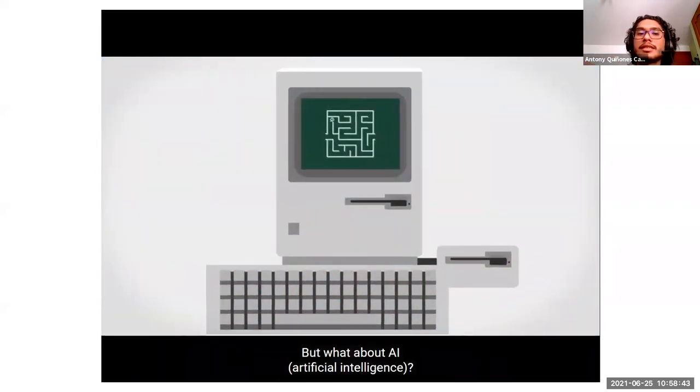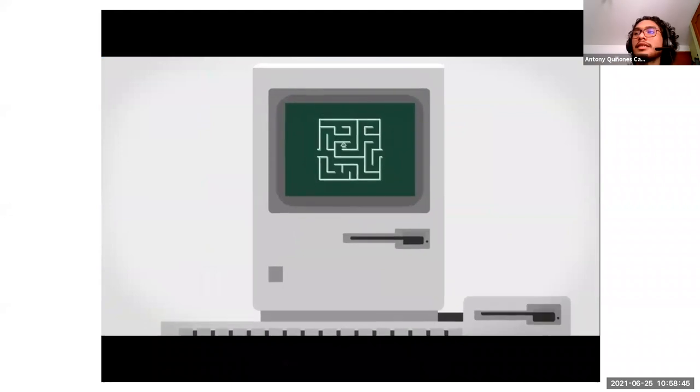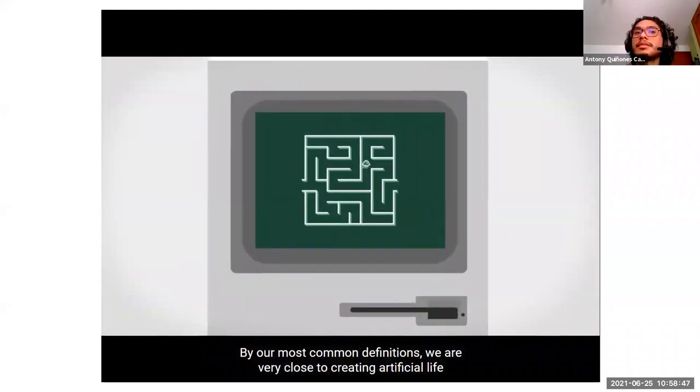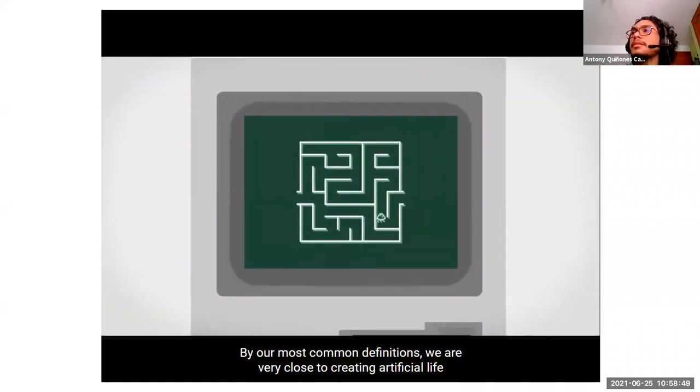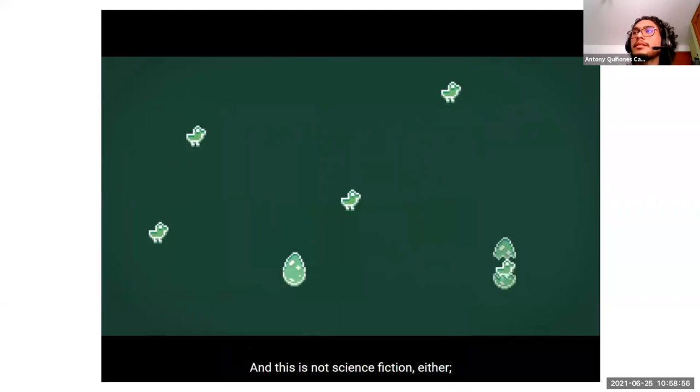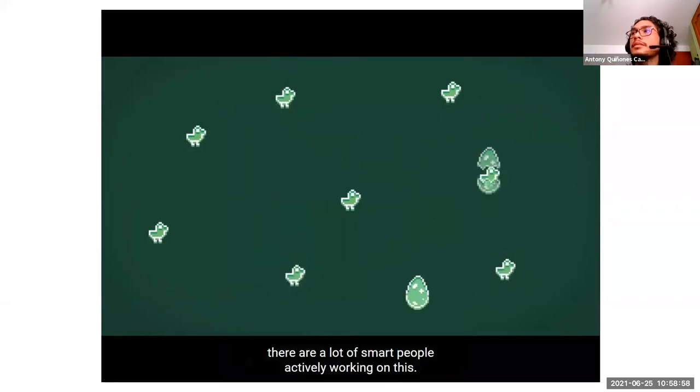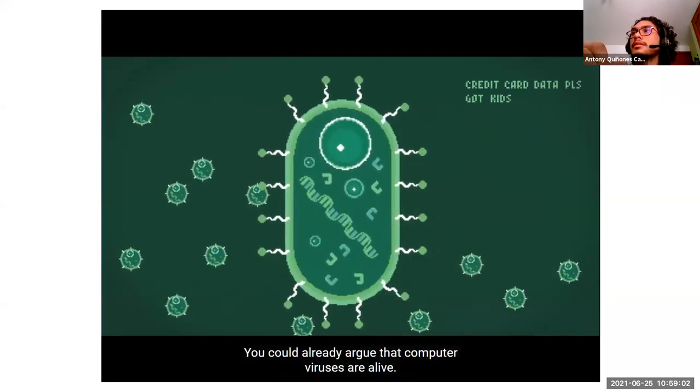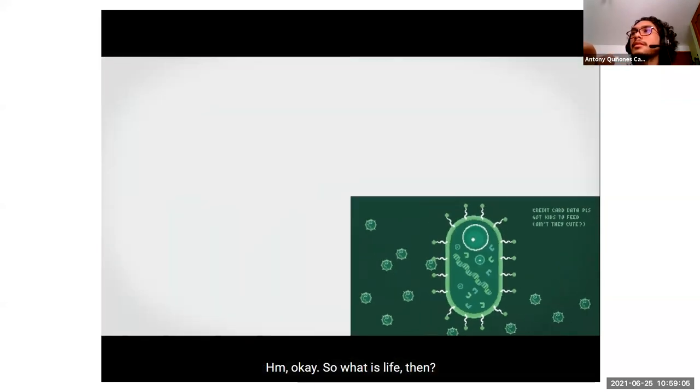But what about AI, artificial intelligence? By our most common definitions, we are very close to creating artificial life in computers. It's just a question of time before the technology we build gets there. And this is not science fiction either. There are a lot of smart people actively working on this. You could already argue that computer viruses are alive.